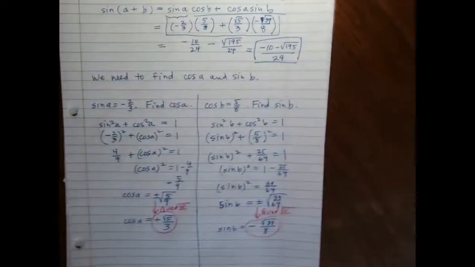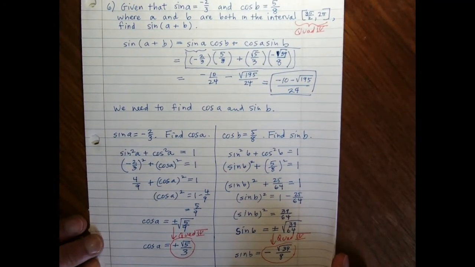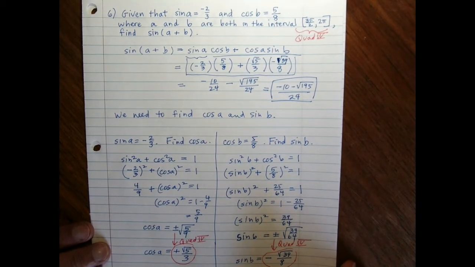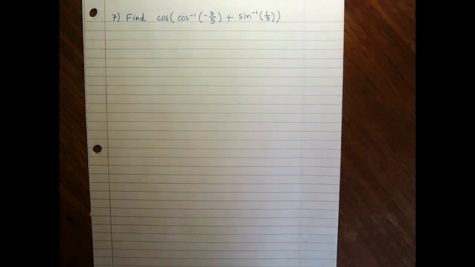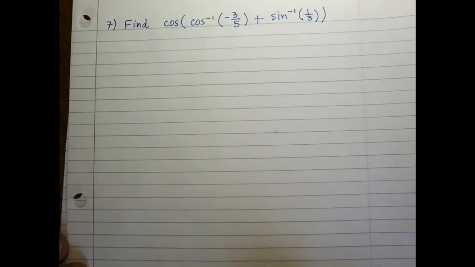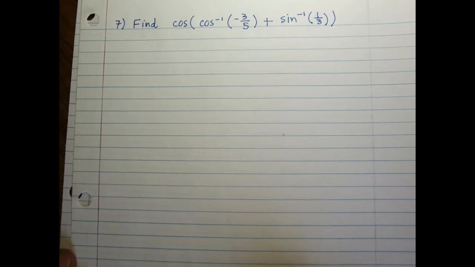I'm going to try to zoom out a bit so we can get the whole problem here on the screen. And so that's pretty intense. That's problem number 6. We're going to do one more of these together in this video. Number 7 is to find, let's look back in, find cosine of cosine inverse of negative 3/5 plus sine inverse of 1/3.